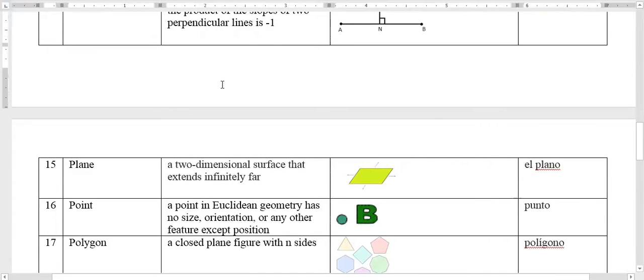Plane, number 15. A two-dimensional surface that extends infinitely far. So a plane like this could be a rhombus, it could be a quadrilateral. We'll say it goes up this way in this direction, it goes down this way in this direction, it goes left in that direction, it goes right in that direction. So you could expand it forever and ever. That is what a plane is.